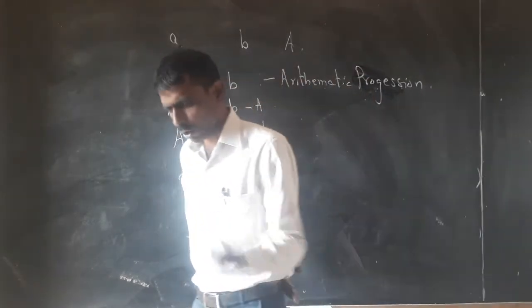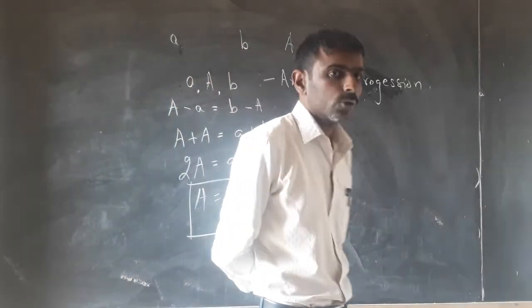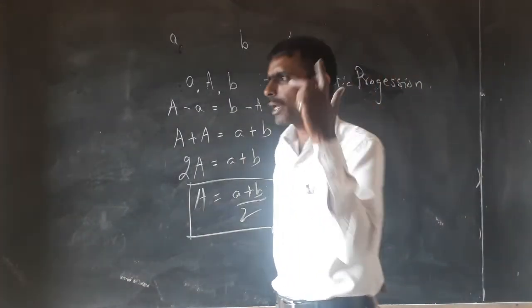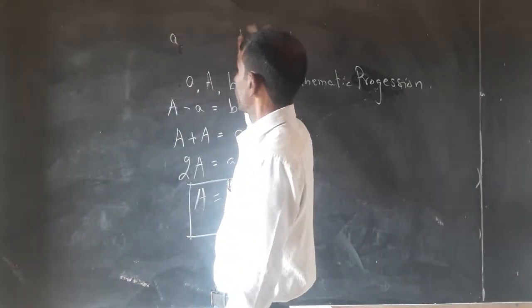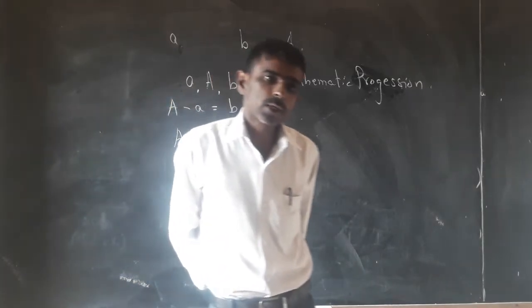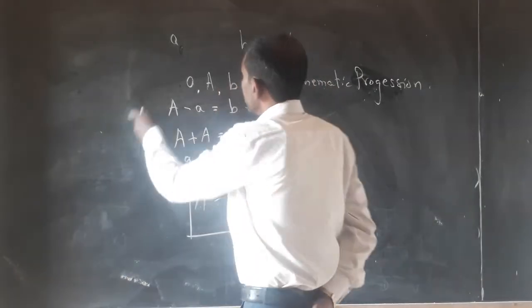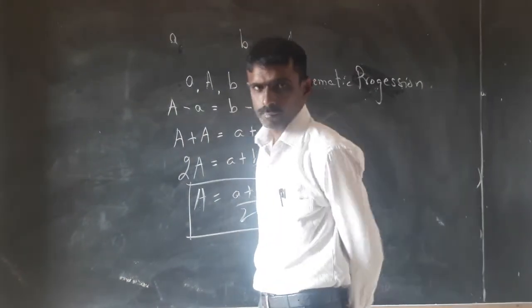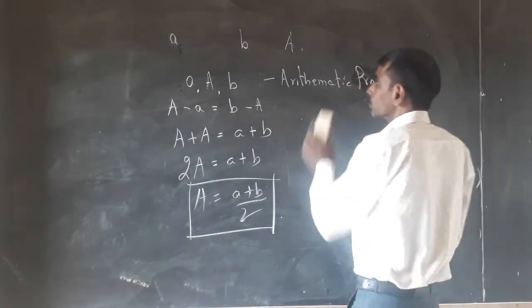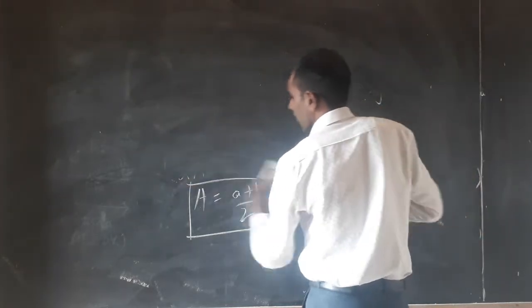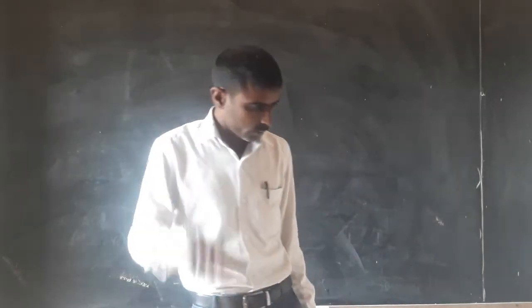It is not that there is going to be only one arithmetic mean between any two numbers. We can insert as many arithmetic means as we want between any two numbers a and b. Through a problem, I will be explaining how to insert the arithmetic means between any two numbers a and b. So for that, let me consider a particular example.